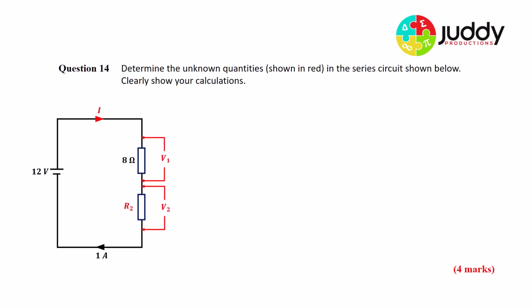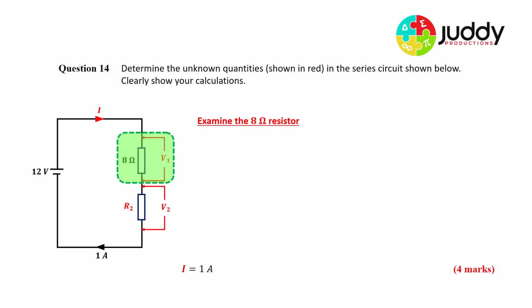Question 14. Determine the unknown quantities, shown in red, in the series circuit shown below. Clearly show your calculations. So first of all, recall, the current remains the same everywhere in a series circuit. So when the current leaves the positive terminal of the battery and moves all the way through the circuit, its current remains exactly the same. So the current at the top here of our circuit will be the same as our 1 amp down the bottom. So the unknown value for I is 1 amp.